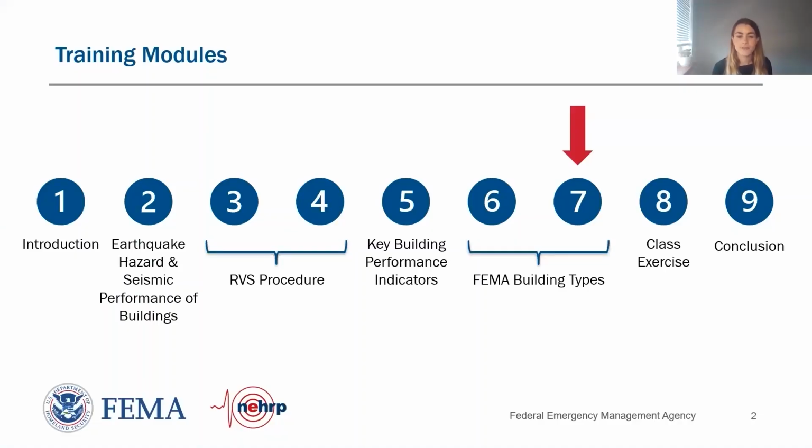You're watching the 7th of 9 training videos outlined here. Module 1 was an introduction to FEMA P-154. Module 2 went over earthquake hazard and seismic performance of buildings. Modules 3 and 4 went over the RVS process. Module 5 covered key building performance indicators. Module 6 and 7, where you are now, will go over FEMA building types. Module 8 will be a class exercise, and Module 9 will provide some concluding remarks.